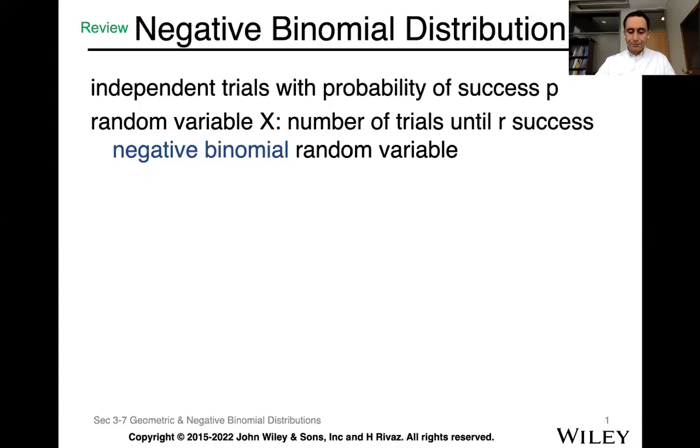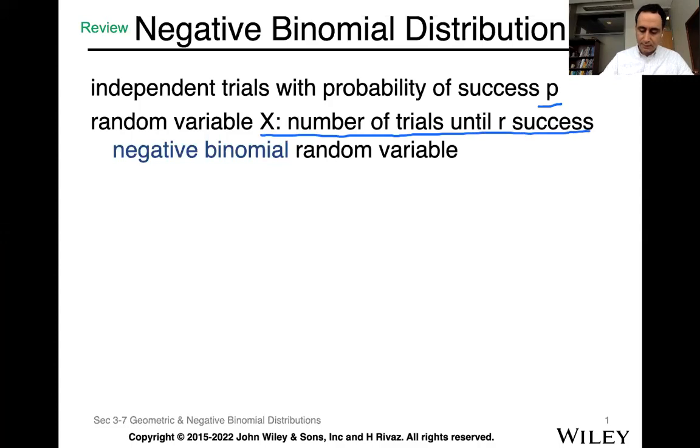All right, so last lecture, we talked about the negative binomial distribution. So here's a quick review of that distribution. We have independent trials with probability of success P. Each trial basically has a probability of success of P. And our random variable is X, which is the number of trials until we have R successes. That's called the negative binomial distribution.